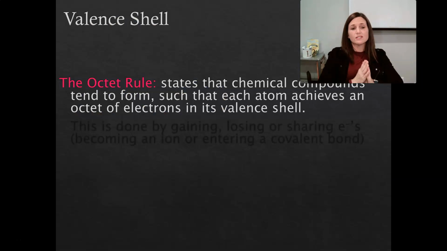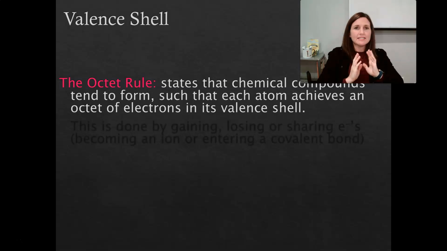We really start this conversation with the octet rule, which you may remember from our previous chapter. The octet rule tells us that atoms tend to form compounds in such a way that the atoms will achieve a stable octet of electrons in their valence shell. Octet, remember, means 8, right? 8 electrons in their valence shell.